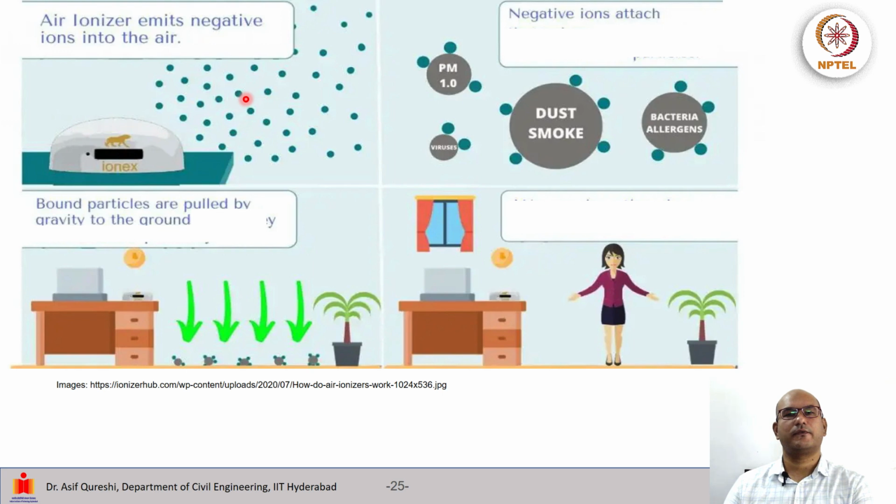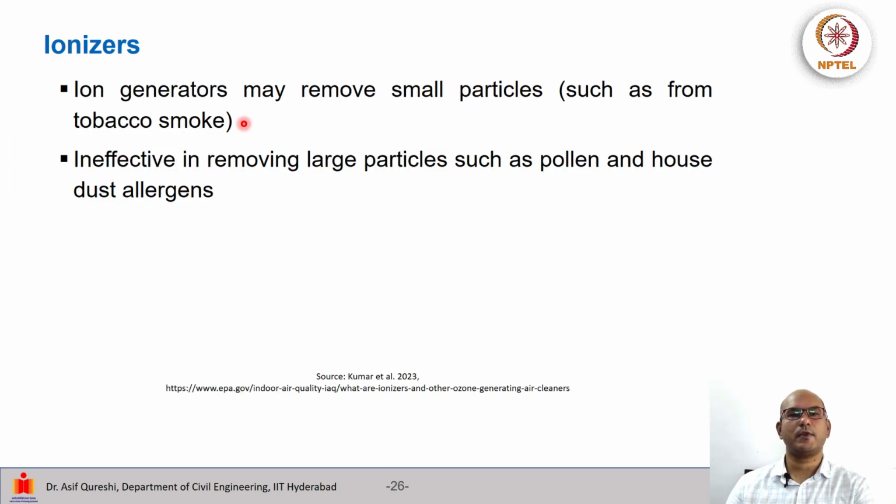This is a figure sort of illustration where the air ionizer is emitting negative ions to the air. These ions then attach to the particulate matter, bacteria, dust, smoke and viruses, and these then are deposited to not only the ground but also other different surfaces, and the air itself may become somewhat cleaner. It has been reported that ion generators may remove small particles such as from tobacco smoke, but are not that effective in removing large particles such as pollens and house dust allergens.